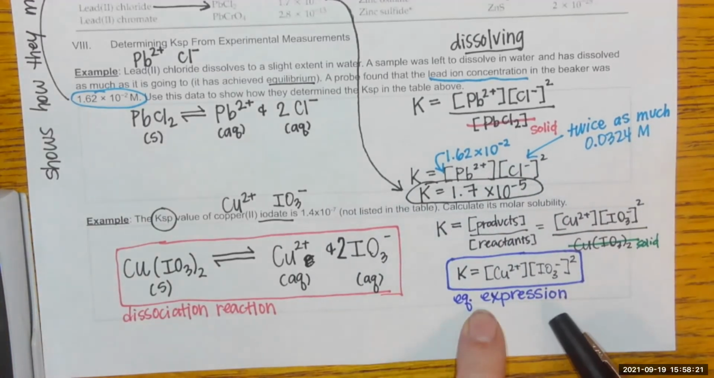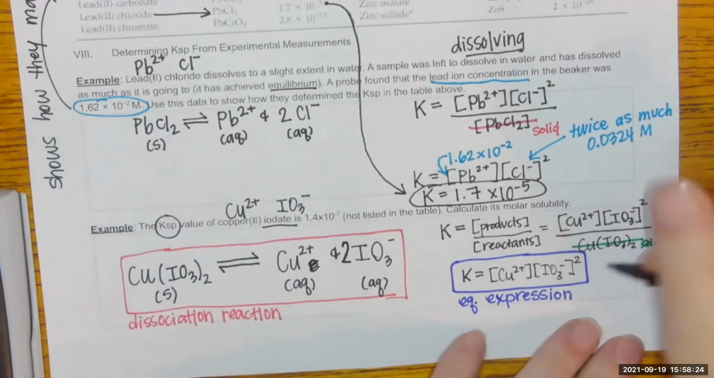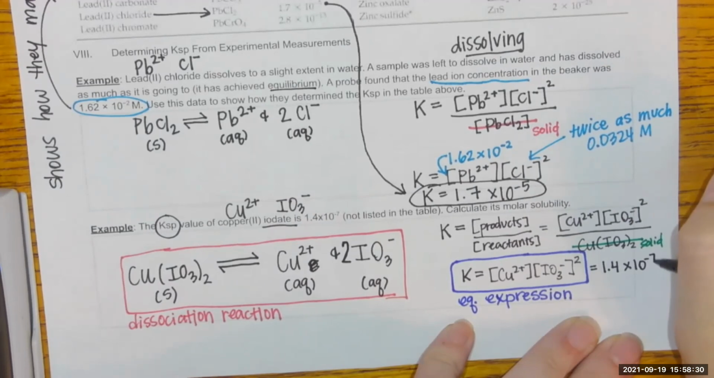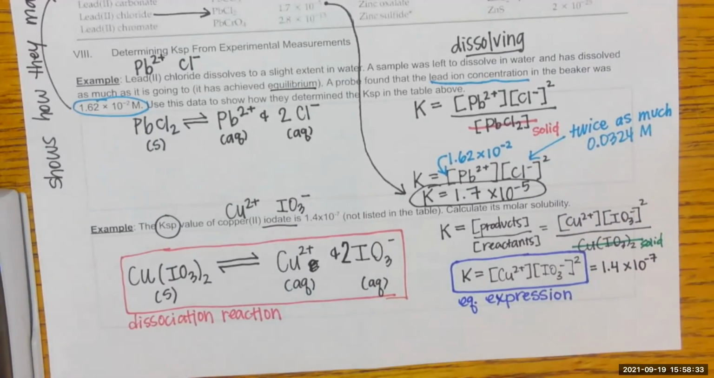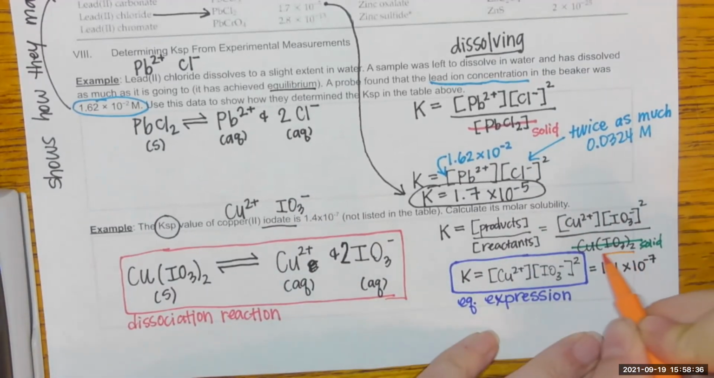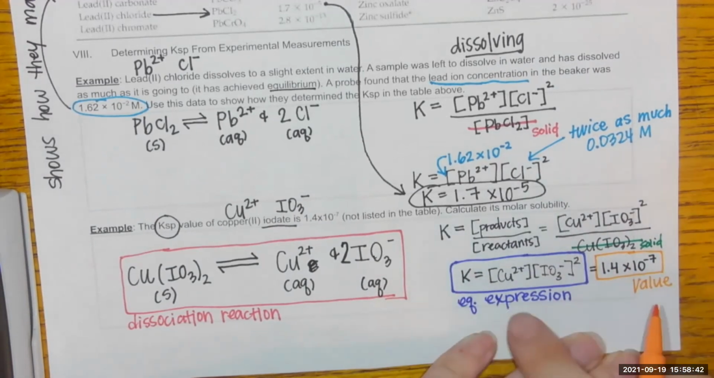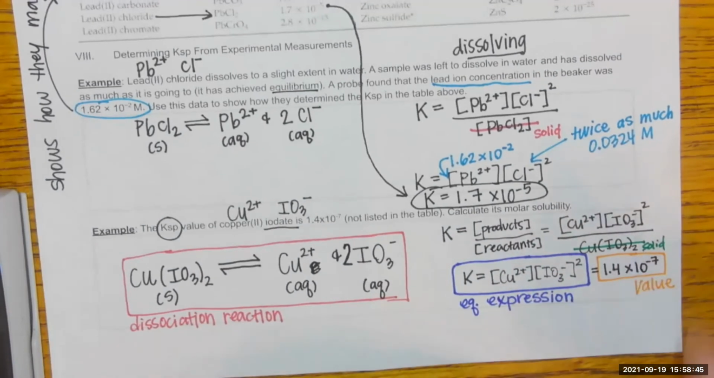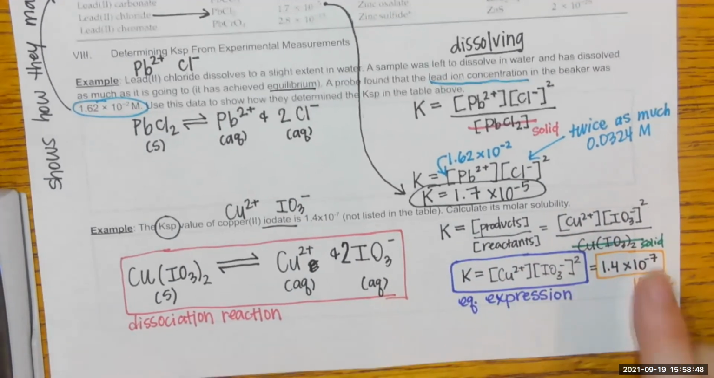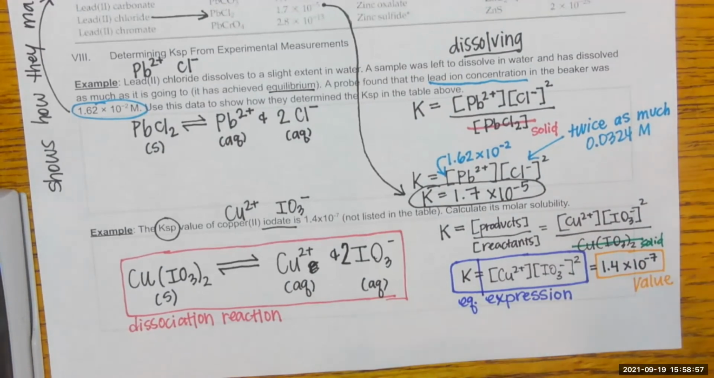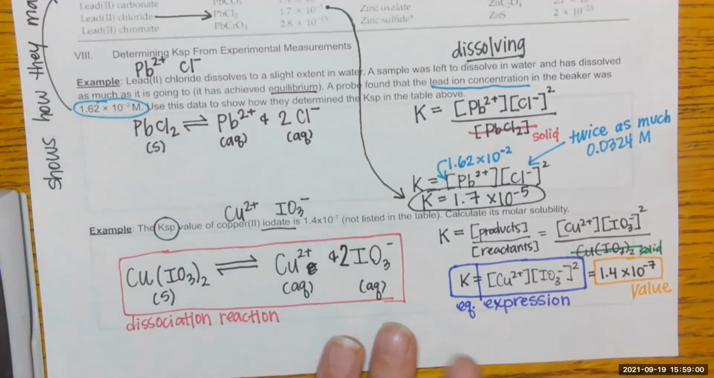It says the value of K is 1.4 times 10 to the negative 7. This is our value for K. It's not the expression for K, it's the actual value, but kind of same. This is like equilibrium expression, equilibrium value. And what it wants us to find is to calculate its molar solubility.